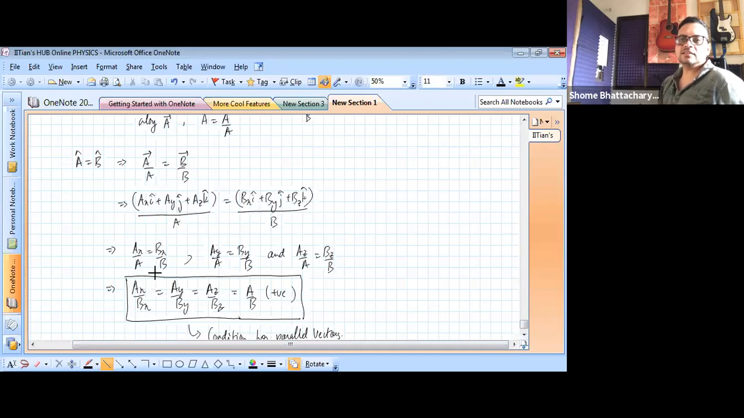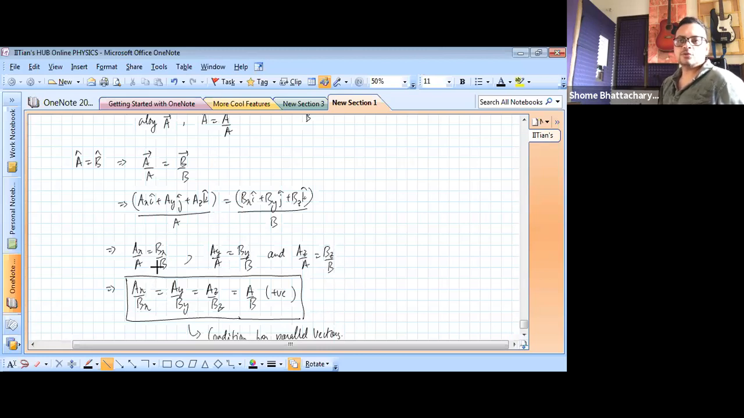So now from this equation, we are getting these three individual terms by comparing the I cap term. See, the I cap term on this side is Ax by A, on that side is Bx by B. So Ax upon A should be equal to Bx by B. Compare the J cap term, so Ay upon A should be equal to By upon B. And that should be equal to the K cap term, so Az upon A should be equal to Bz upon B.